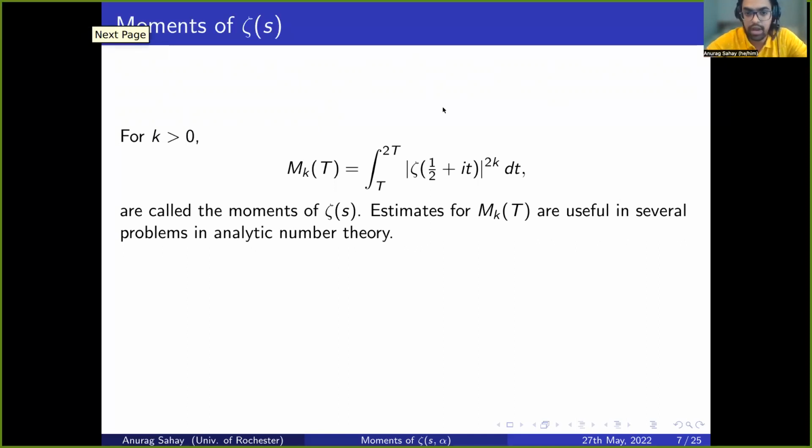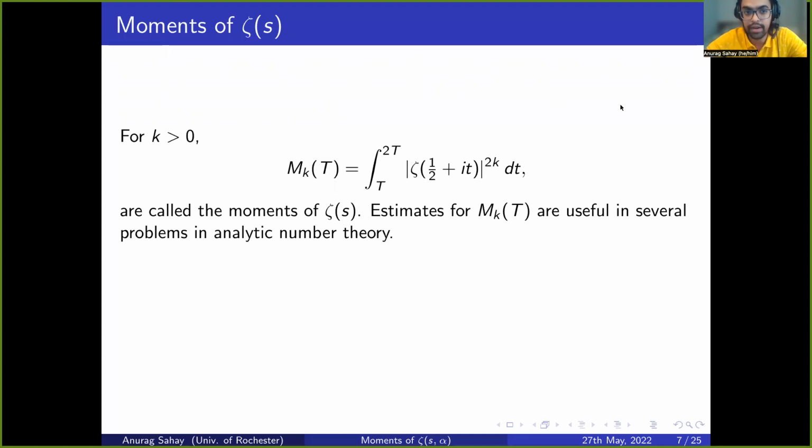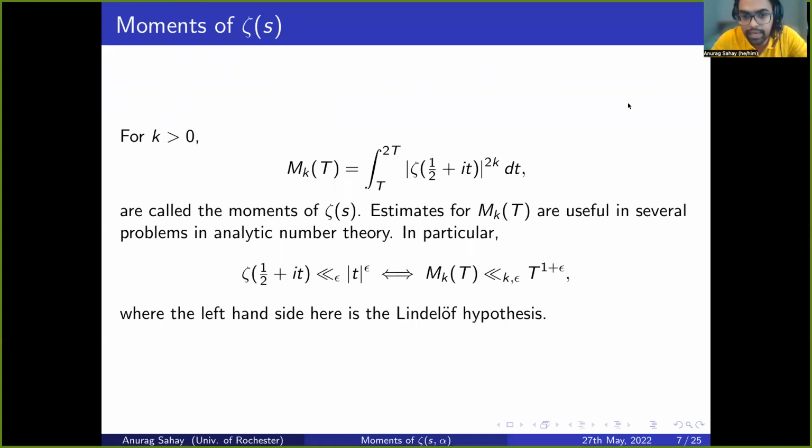Knowing details about how M_k(T) behaves is actually quite useful in number theory, in analytic number theory. For example, if you could show that this moment is bounded above by T^(1+epsilon) for every k, that would imply the Lindelöf hypothesis, which is an upper bound on zeta on the critical line. And if you're familiar with people working on subconvexity of L-functions, you probably know that the Lindelöf hypothesis is a pretty strong intermediate goal towards proving the Riemann hypothesis.